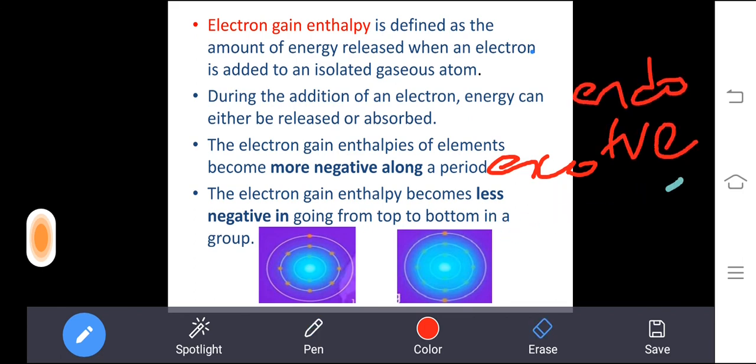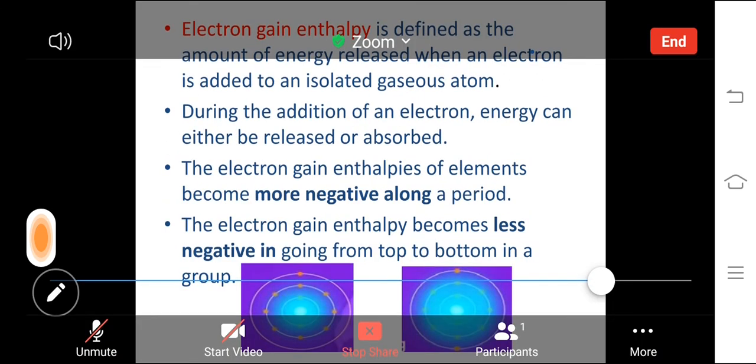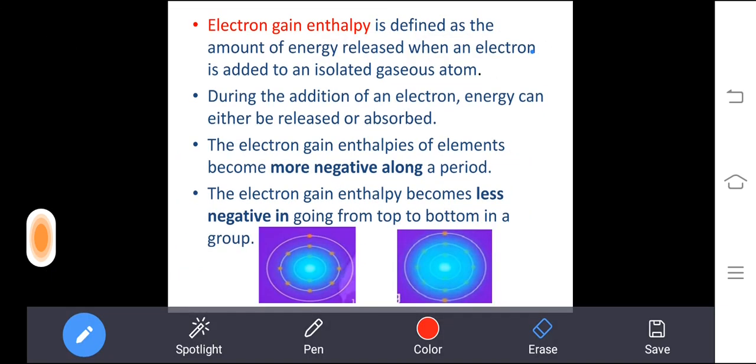Now I will say the difference between the electron gain enthalpy and electron affinity. Electron affinity is the attraction of the element, students. It is the nature of how the element will attract. What is the meaning of affinity? It means love. So the element being lovable for the electrons, that we can call electron affinity. But electron gain enthalpy talks about the energy, whether it is released or absorbed, and the values. So that is the difference between the electron affinity and the electron gain enthalpy.